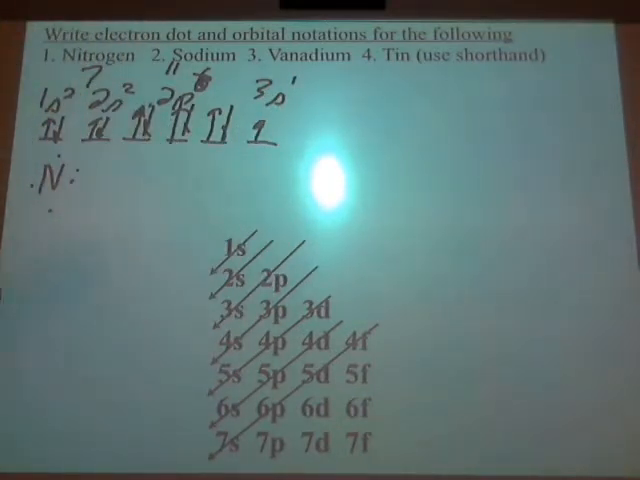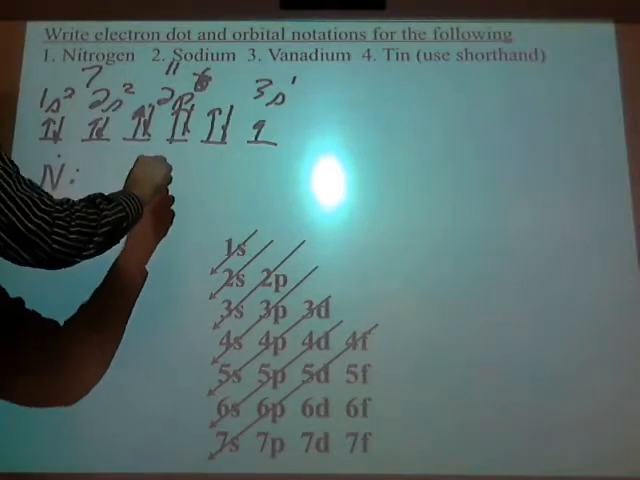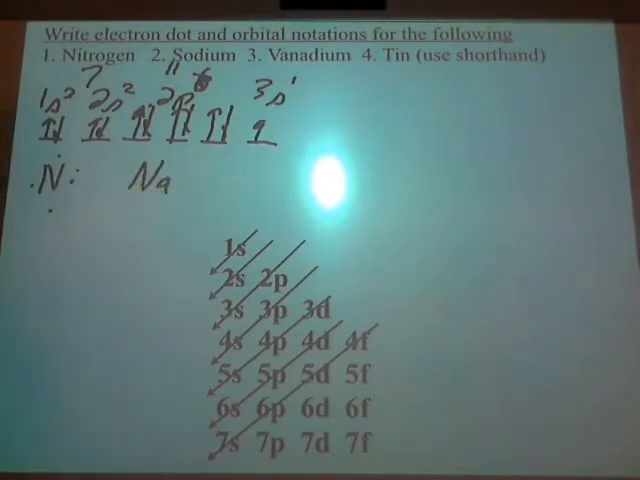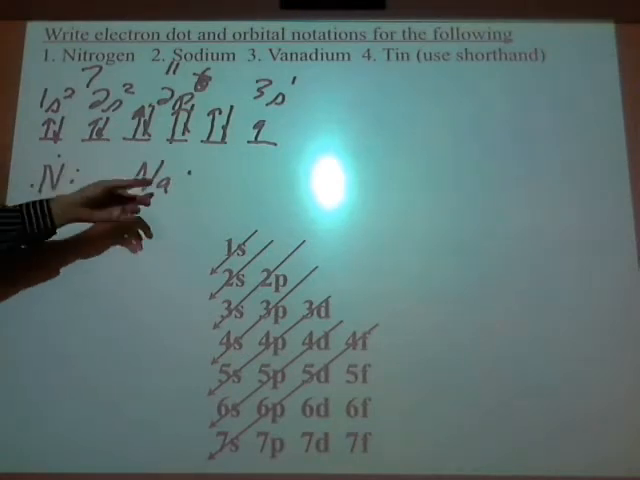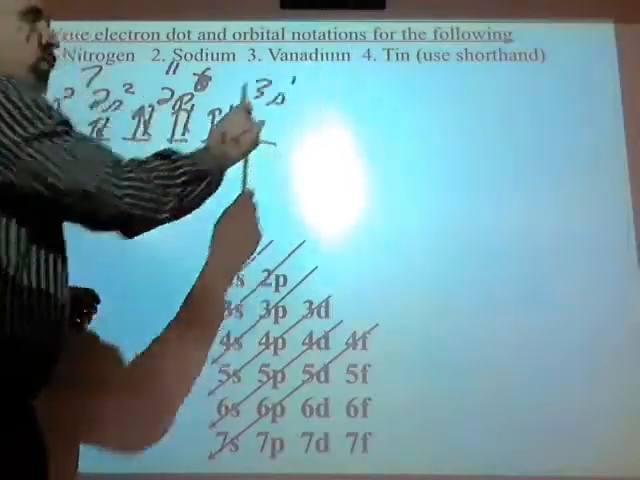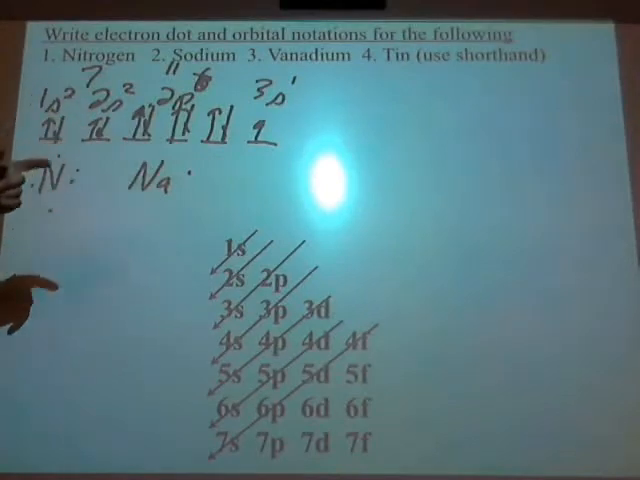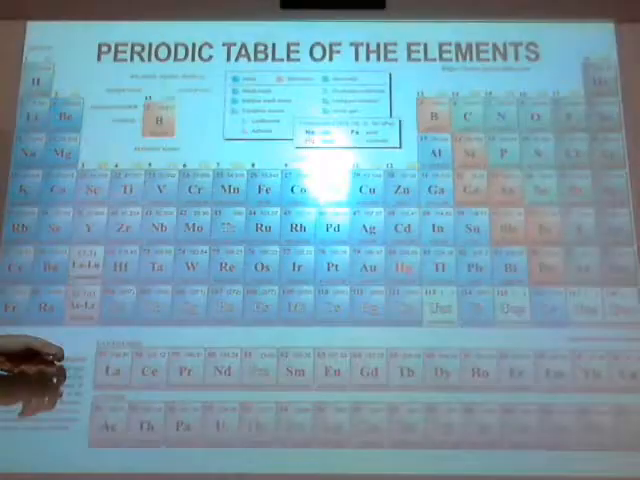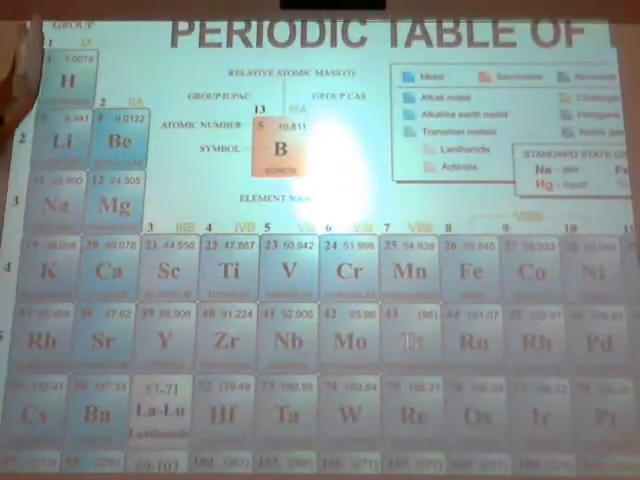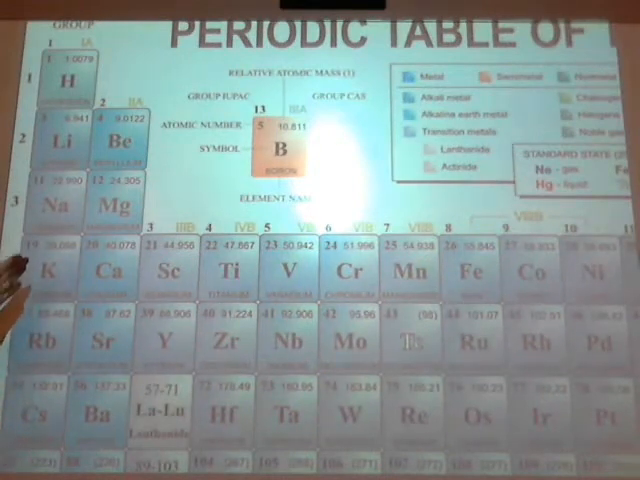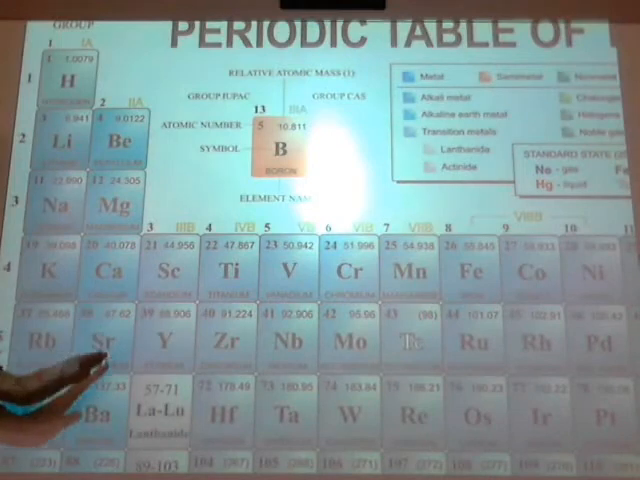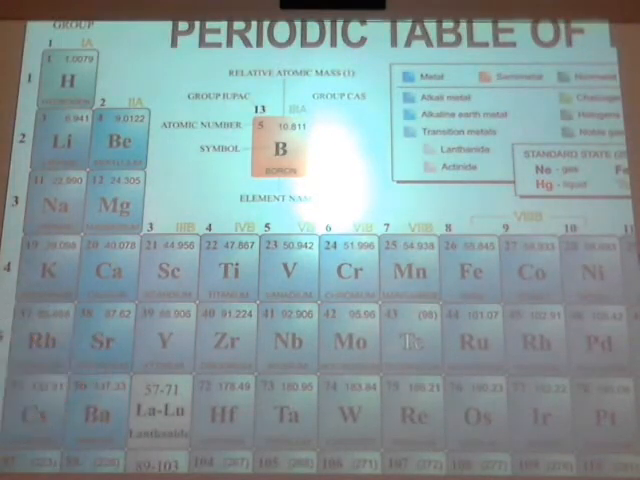How would I write sodium's electron dot notation? Na, right? How many dots? 1. Just 1. And again, I know that 2 different ways. I know it because his highest energy level is 3, and he only has 1 dot in it, and it's in the S. I also know it because here's sodium. He's in group 1. If he's in group 1, he has 1 dot. Everybody in group 1 has 1 dot. Everybody in group 2 has 2 dots, right? Okay.